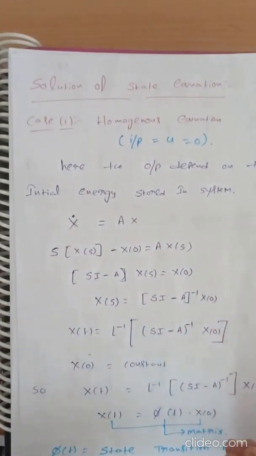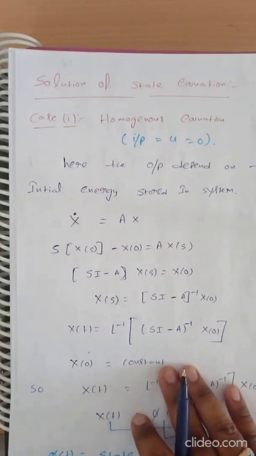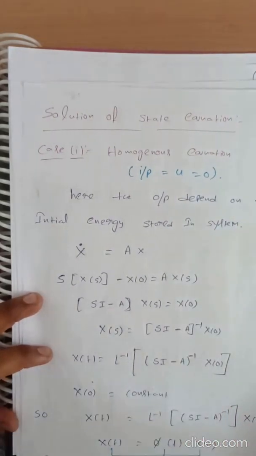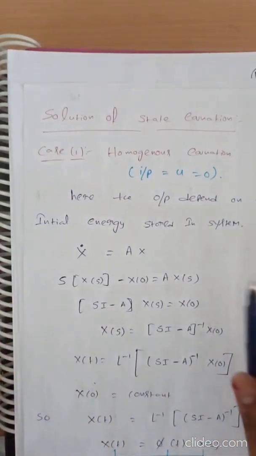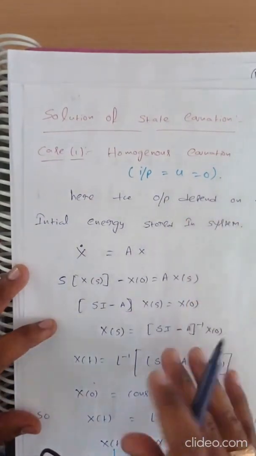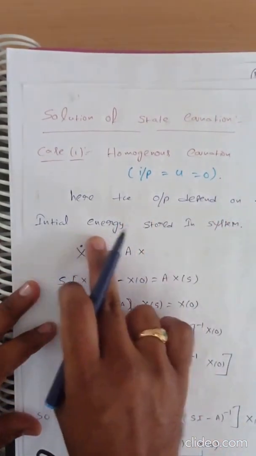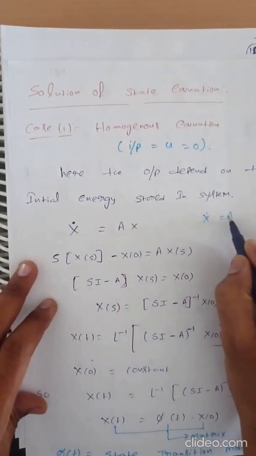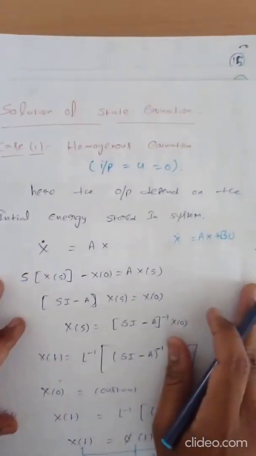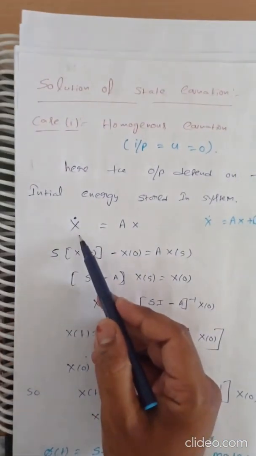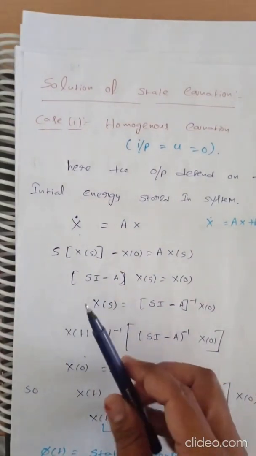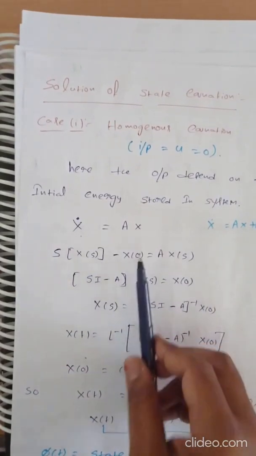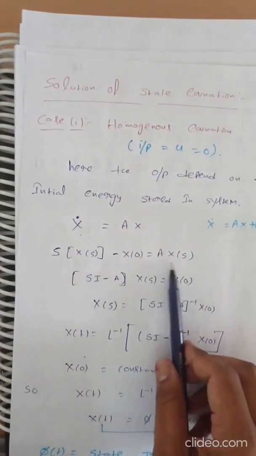Before that, we know the solution has two categories: the homogeneous equation and the non-homogeneous equation. I don't want to explain what homogeneous and non-homogeneous mean. For the homogeneous condition, we consider the input to be 0. Here the output depends upon the initial energy of the system. Whenever the input is 0, in x dot equals Ax plus Bu, u is 0, so the equation is x dot equals Ax. If you apply the Laplace transform, s X of s minus x of 0 equals A into X of s, because there is no input and it depends only on the initial conditions.